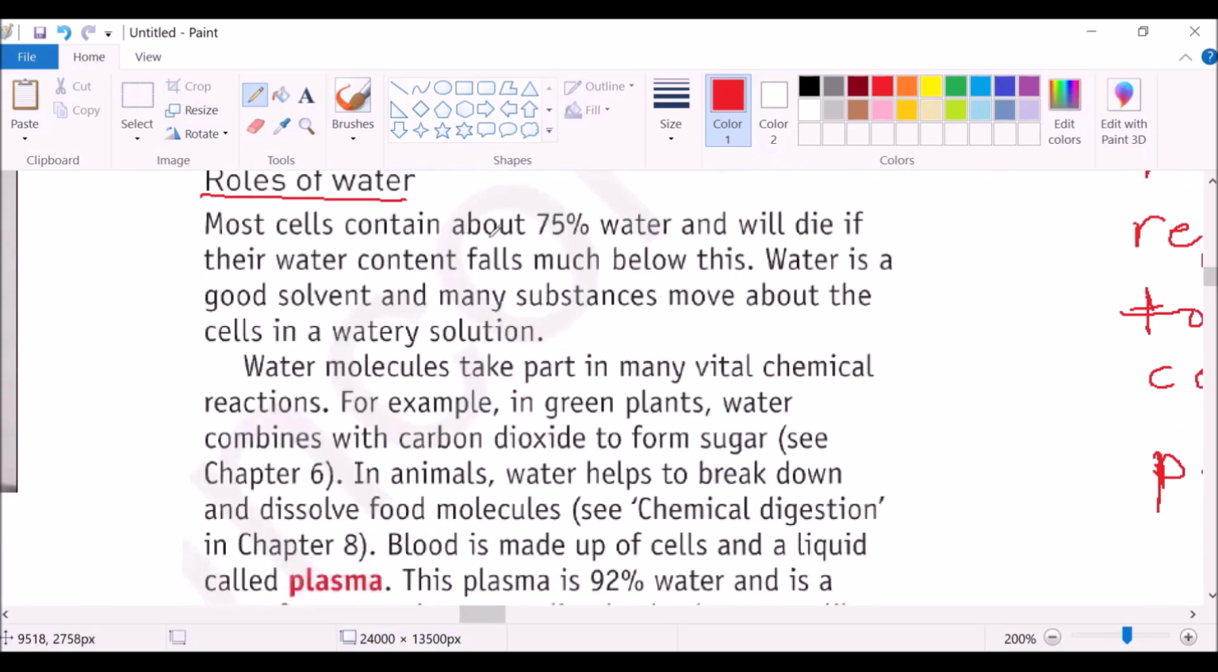Most cells contain about 75% water and will die if their water content falls much below this. Water is a good solvent, and many substances move about the cell in a watery solution. Water molecules take part in many vital chemical reactions. For example, in green plants, water combines with carbon dioxide to form sugar in a process called photosynthesis. In animals, water also helps to break down and dissolve food molecules in a process called digestion.